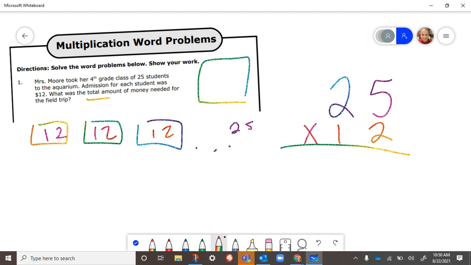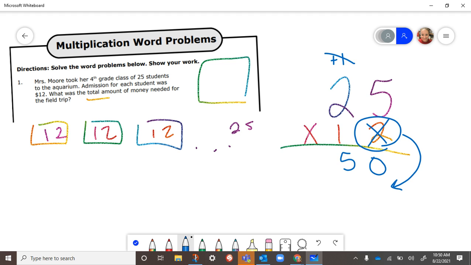All right, so the very first thing I'm doing, and I want you practicing that standard algorithm, is I'm looking at this ones place. I'm going to circle it, and I'm going to multiply that ones place by everything on top. So 2 times 5 is 10. I'm going to regroup that 1, put the 0 down. 2 times 2 is 4, plus the 1 is 5. I'm going to put that there. I'm done with this. I'm done with the ones place, so I'm going to cross it out.